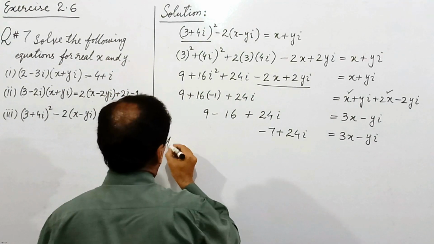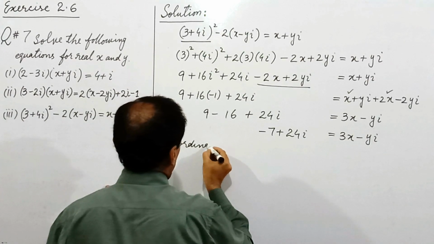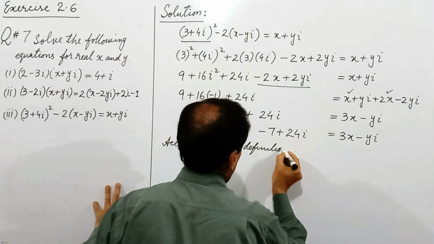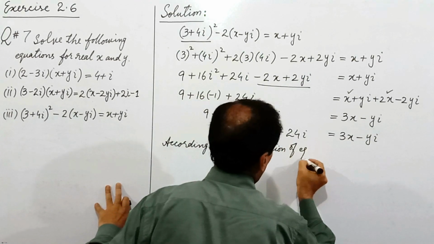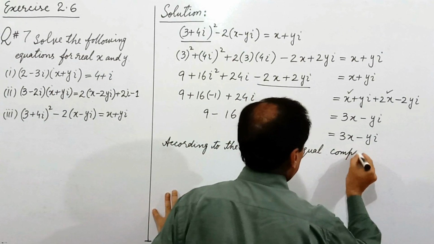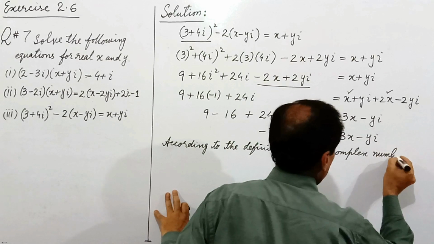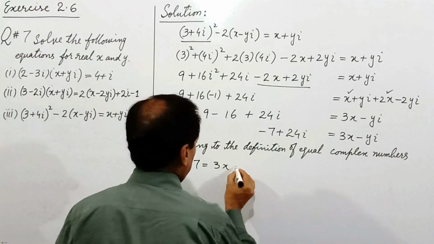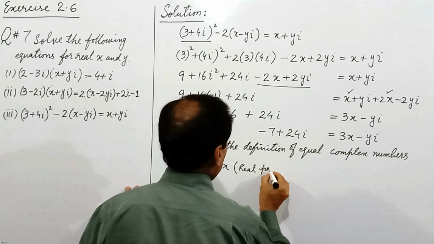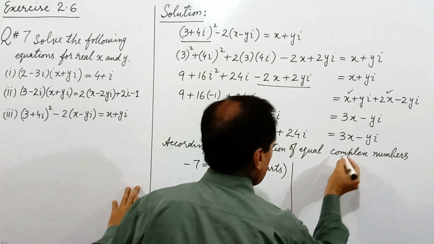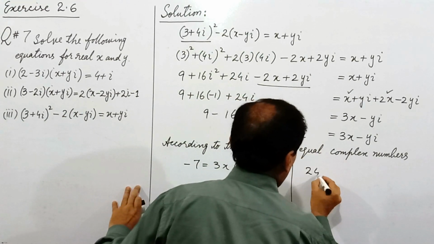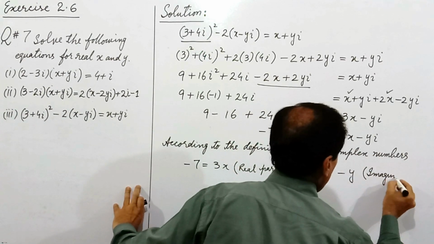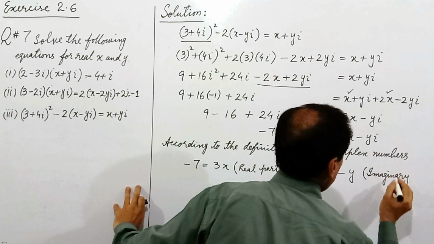We write the statement according to the definition of equal complex numbers. Minus 7 is equal to 3x, real parts, whereas 24 is equal to minus y, imaginary parts.